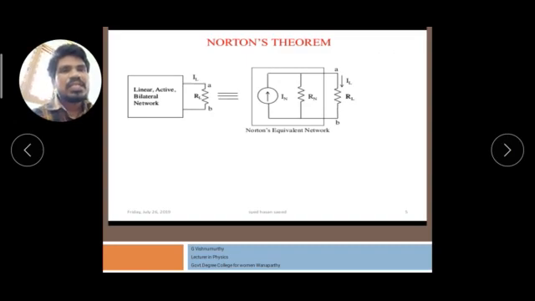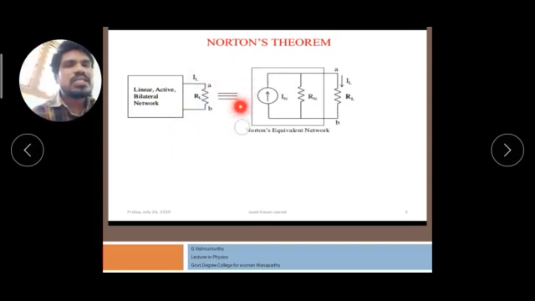Here you see Norton's theorem applied in this circuit. Here is the linear active bilateral network, and this is the Norton equivalent network. So this equivalent network is equal to the Norton's network. Here you see IN is called the Norton's current, and RN is called the Norton resistance.